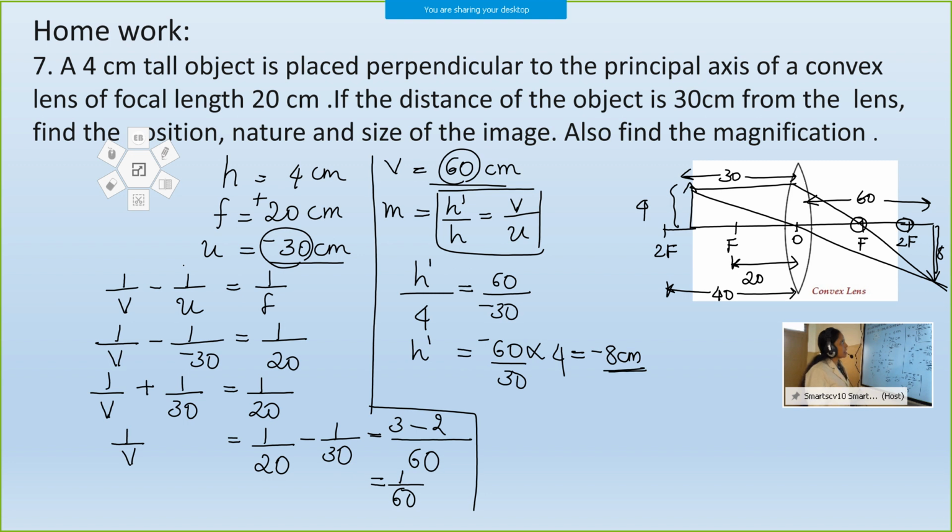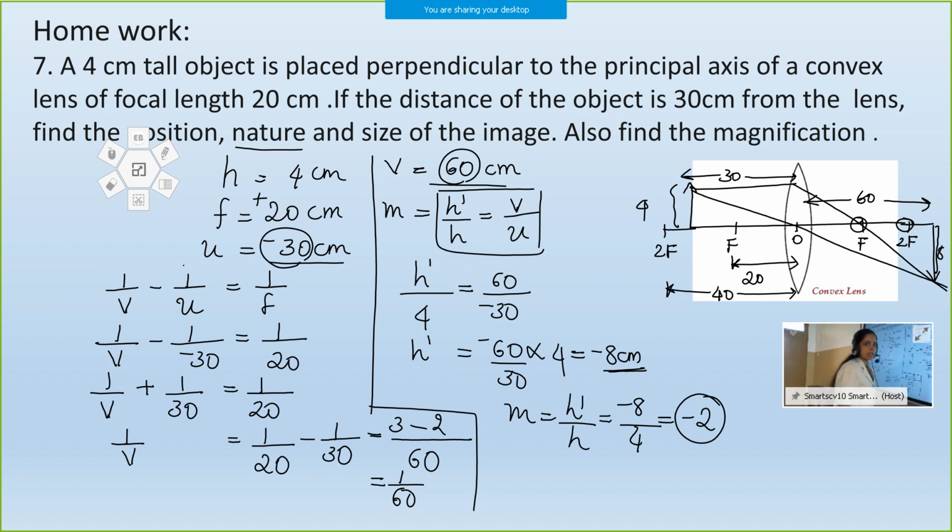Now we have to find out the magnification. Now we got the size and we got the nature also. What is the expected nature? Real and inverted. And what is magnification? m is equal to h dash by h. What is h dash? Minus 8 divided by h, which is 4. So we will get minus 2.